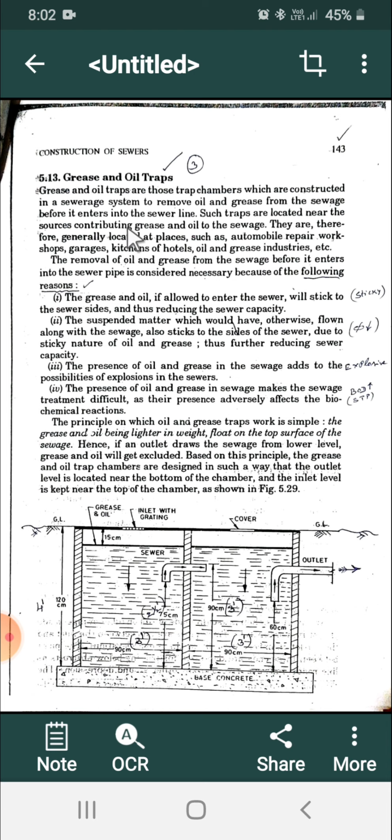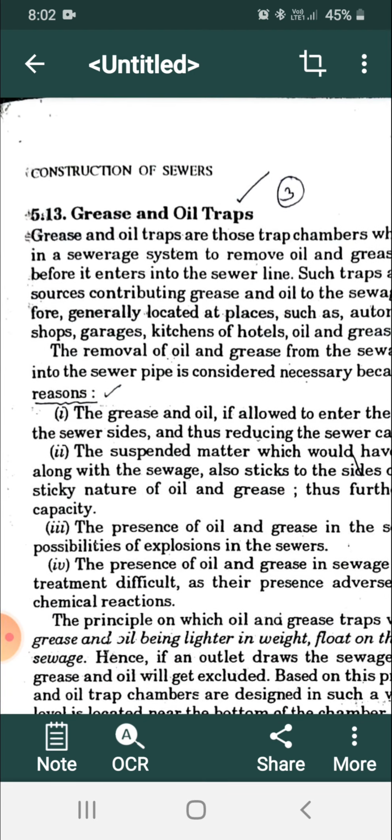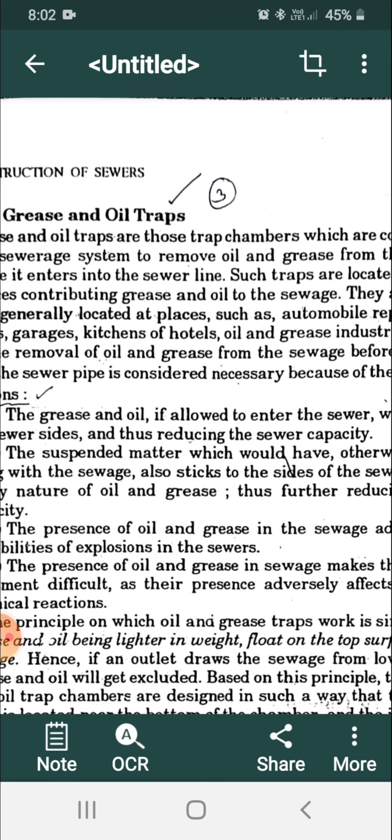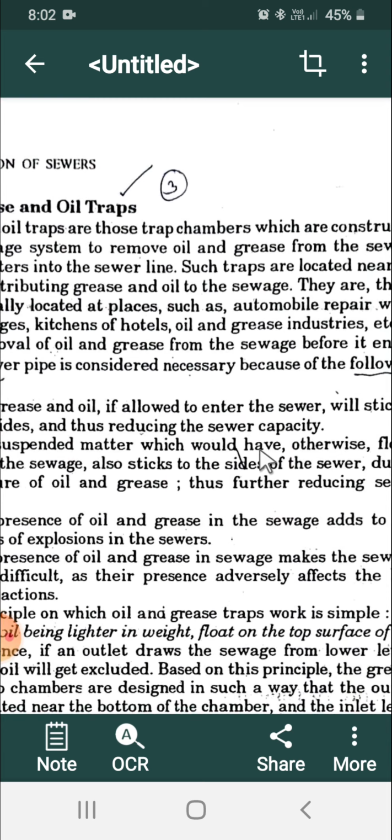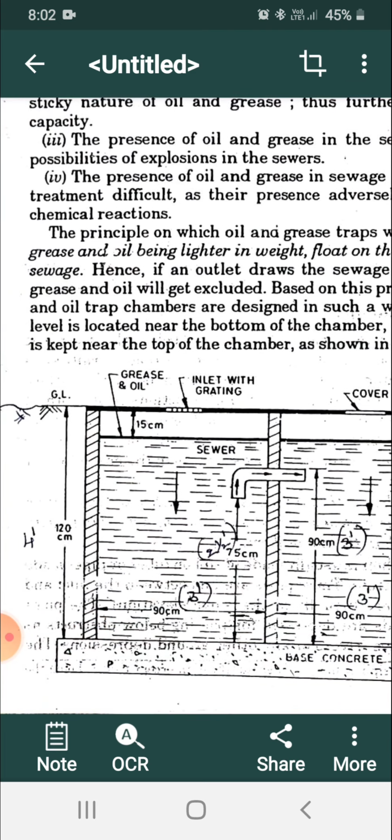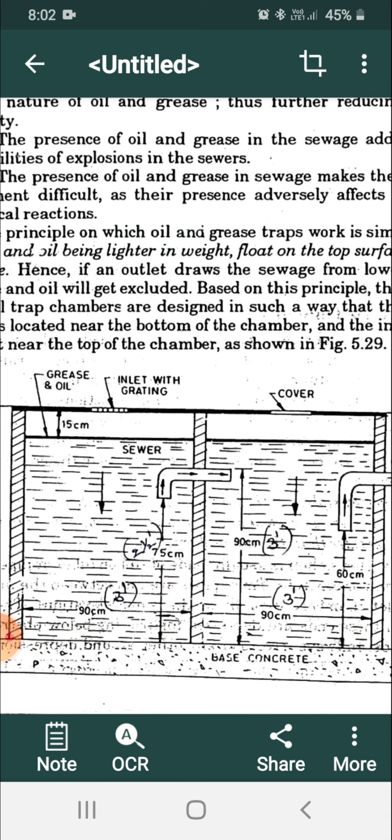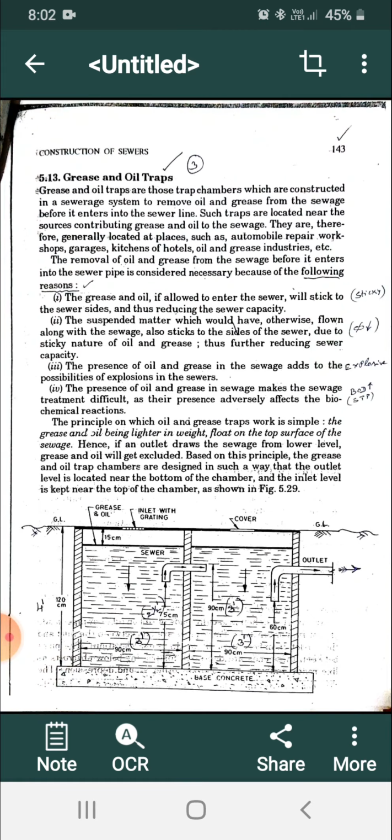Trap means holding. Here, the oil and grease traps, or grease and oil traps, are chambers rectangular in shape. First I will explain the function of this chamber, because in the examination they will ask for the line diagram and a brief explanation about this.